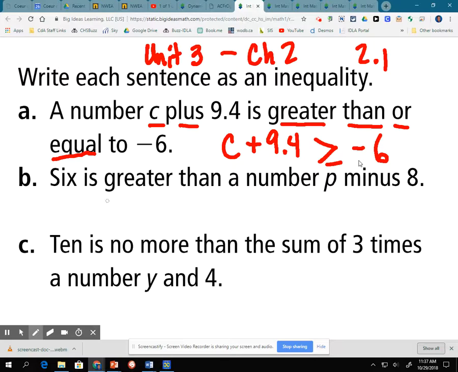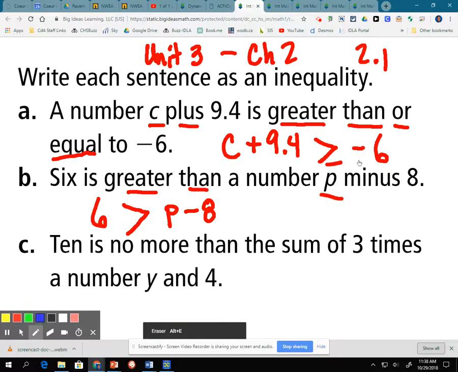This next one says 6, write it down, is greater than, so using our knowledge of less than, greater than, less than or equal to, greater than or equal to, we're going to write this as greater than because it's getting eaten by the larger number. And it says a number P. We don't know what it is. Write down that variable. -8. P -8, just like that. Not too bad. Okay, that's all you do on that one is just write down your answer right there.